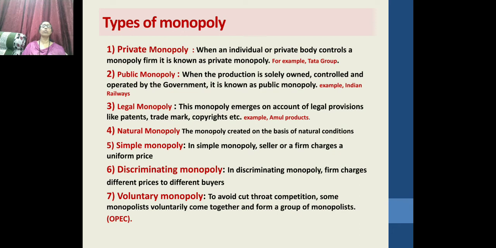And voluntary monopoly means to avoid cutthroat competition, some monopolists voluntarily come together and form a group of monopolists. So that is OPEC जो है oil. So these are the 7 types of monopoly.